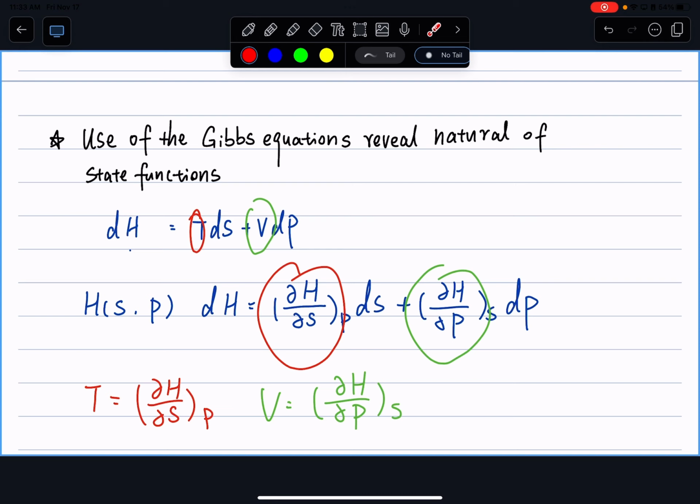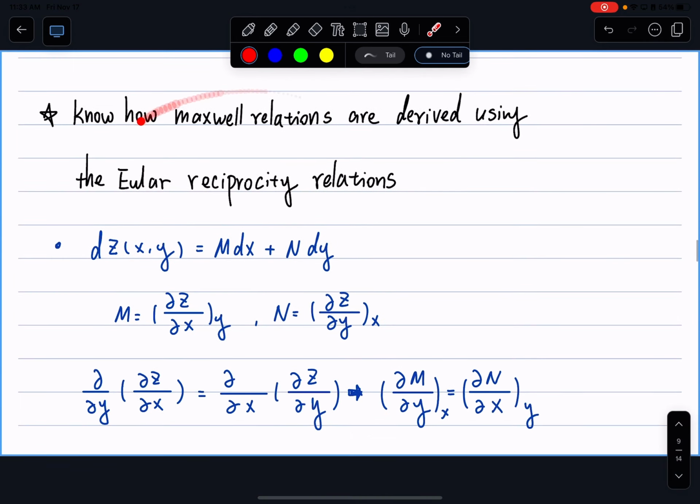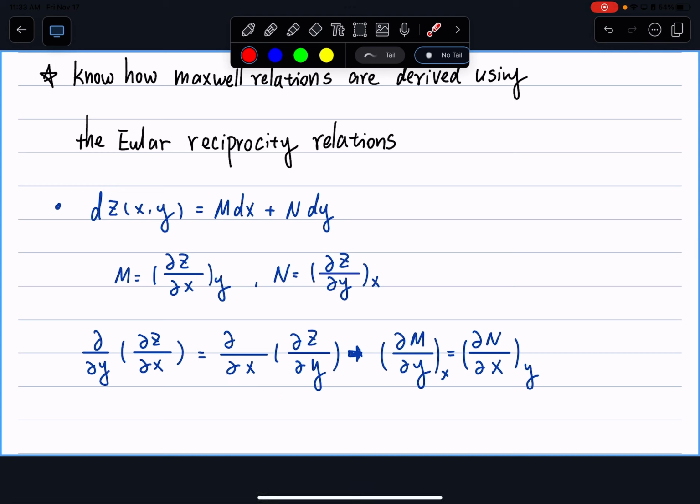Okay. And then we derived Maxwell relations using the Euler's reciprocity relations. So this part is pure calculus. It's not hard. It's just saying if you have a function that's dependent on x and y, and M and N are the two partial derivatives we care about, then using the chain rule. I think this is the real chain rule. I've been using chain rule for different things. When you have partial derivatives taking different orders here, these will be the same to each other. So that's just math and calculus.